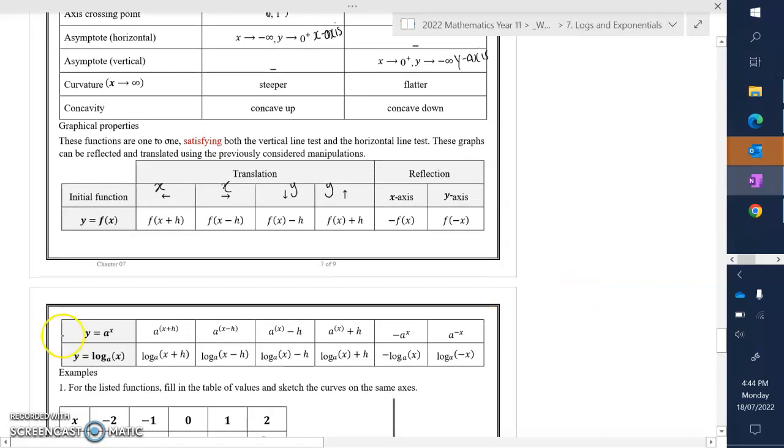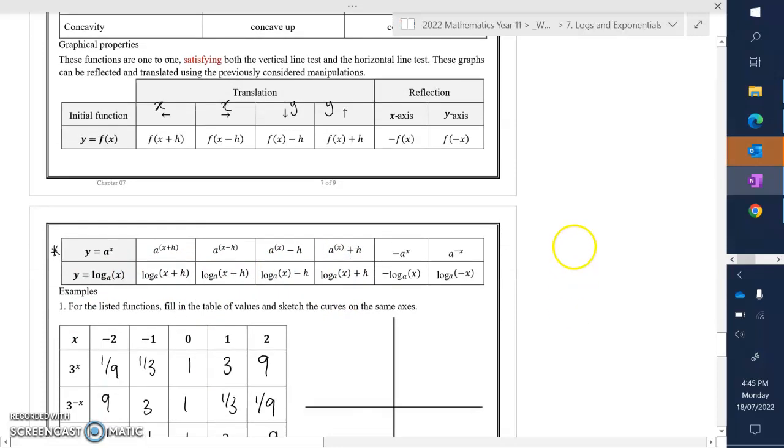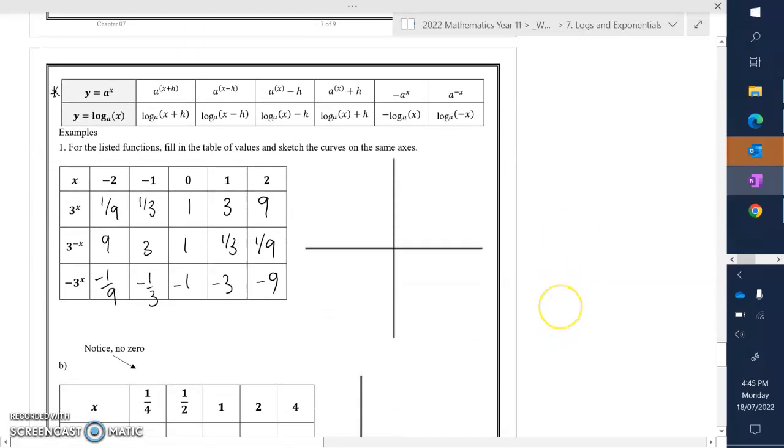Well, we looked at the exponential, so you should be pretty familiar with those. The same kind of rules are going to apply for the logarithm. When we move up, we move down. We'll have a look at those and practice some of those down below here. Okay, so let's have a look at the example here.